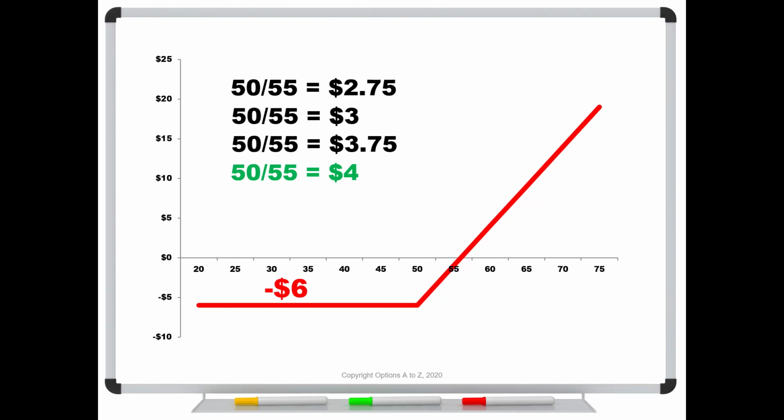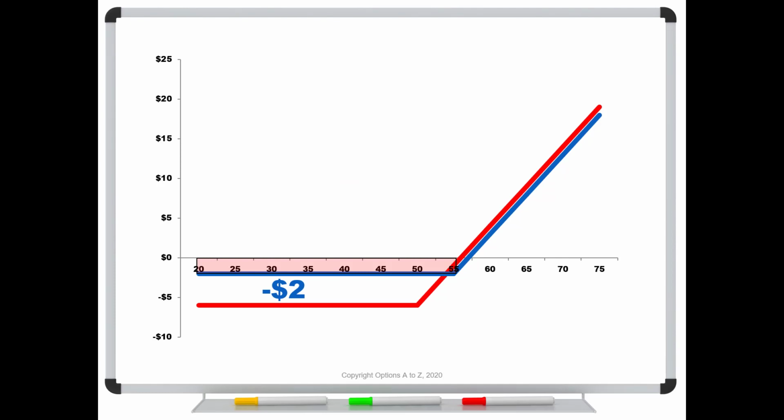That's our green light. So I'm going to simply place a trade to sell the 50-55 vertical spread. And what that's going to do is it's going to move me from this red line to this in blue. Why? Because I've received a $4 credit. I initially had $6 into the trade. I now put $4 into my pocket. So now the most I could ever lose is 2. But notice that I still have unlimited potential gains up here.